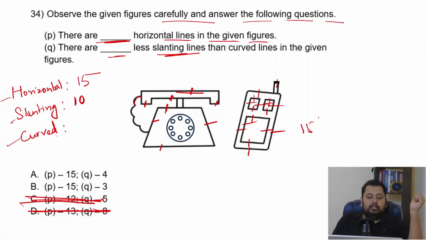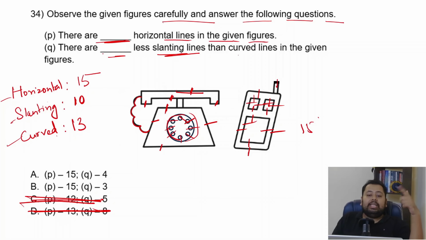How many curved lines do you see? So this is 1, this is 2, this is 3, this is 4. So there are 4 curved lines here. This circle is 1, that is 5, then 6, 7, 8, 9, 10, 11, 12, 13. So there are 13 curved lines.